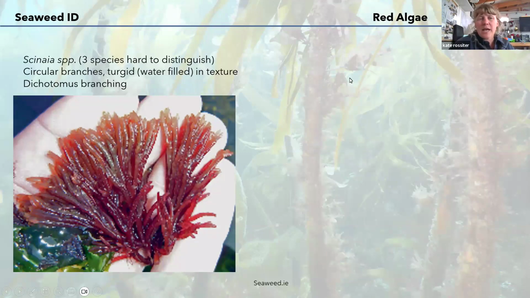Our jellyweeds. This guy, here's a kind of a bad picture of it. This is a Dumontia species. There are three different species, and they're pretty hard to distinguish, so you generally just identify to the genus. They have circular branching. They're turgid, so they're water-filled. They look like a little bit of a balloon animal, and they're dichotomously branched.